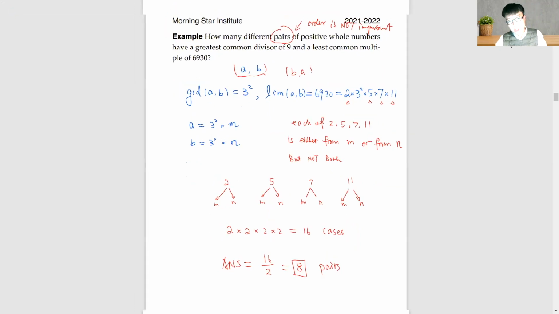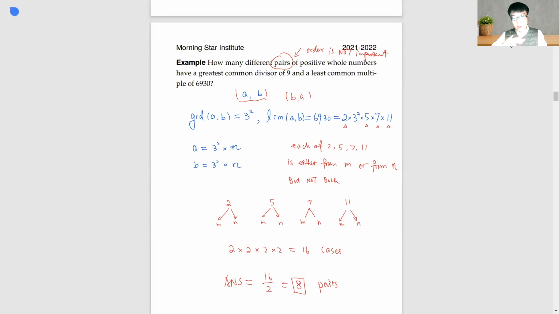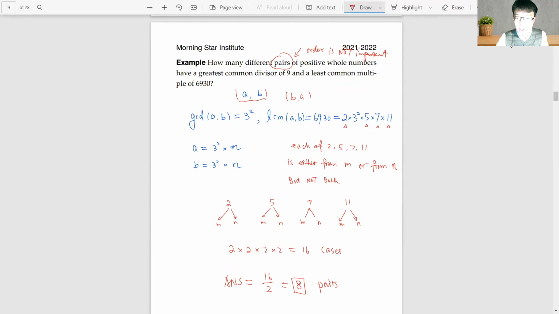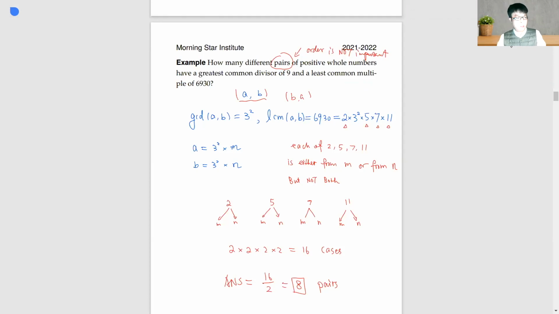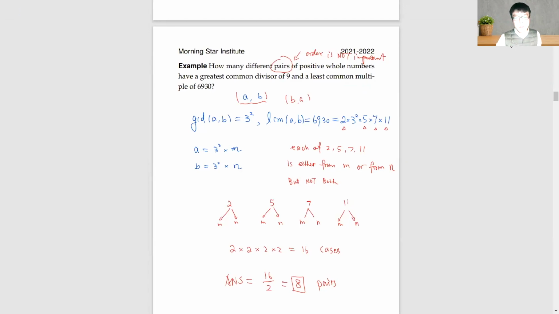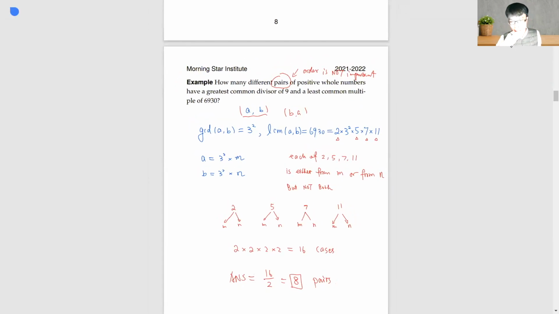So let's pay attention to the order. If the order matters, sometimes the question asks how many ordered pairs A, B. If that's the case, we have 16 cases. If it's just simply a pair and the order is not important, we have 8 pairs. Okay, that's for GCD and LCM.